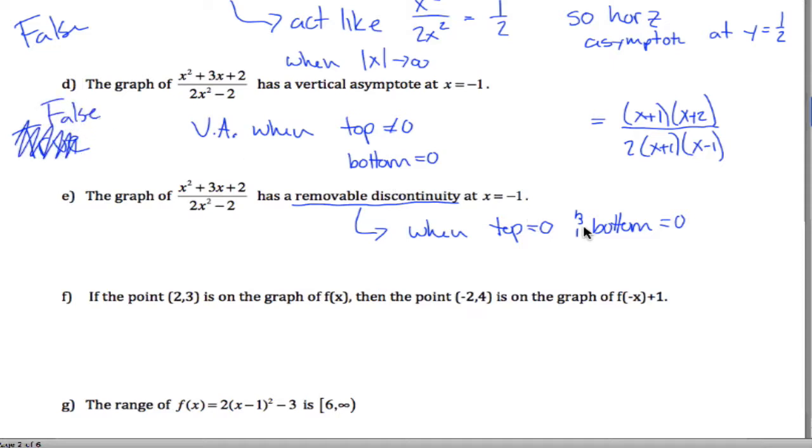Going a little too fast through here. Note that -1 makes the top 0, but it also makes the bottom 0, right? This term right here, I didn't notice. Makes the top 0 and the bottom 0. We don't have a vertical asymptote there because vertical asymptotes only happen when the top is not 0 and the bottom is 0. So -1 makes the top and the bottom 0, therefore it's not a vertical asymptote. In fact, what it is a hole. It's a hole when x equals -1 because that makes the top equal 0 and the bottom equal 0. So at -1 we have a hole, not a vertical asymptote. Sorry about that. This one's true, this one's false.